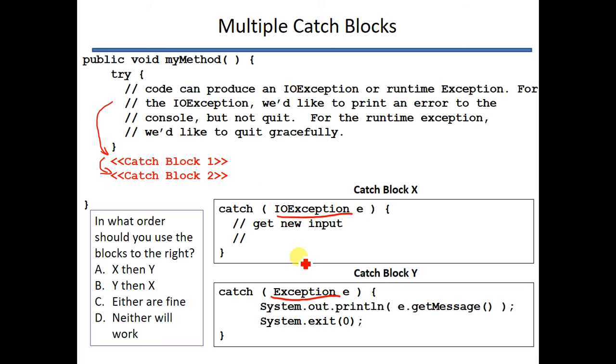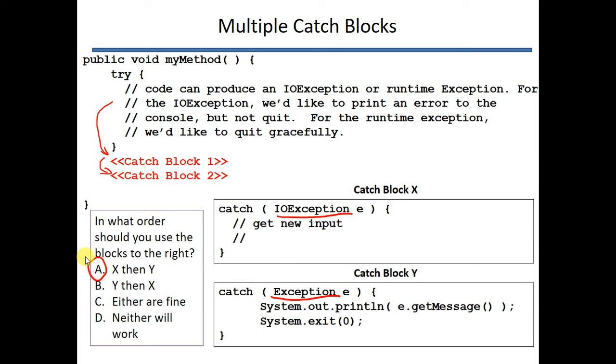Given this, if I put this block Y first, because it's going to catch Exception, and this includes any kind of exception, then you will never get a chance to match this IOException from X. So the way is, you always put more specific catch blocks in the front. You put something like this block Y at the very end. So the answer would be A.